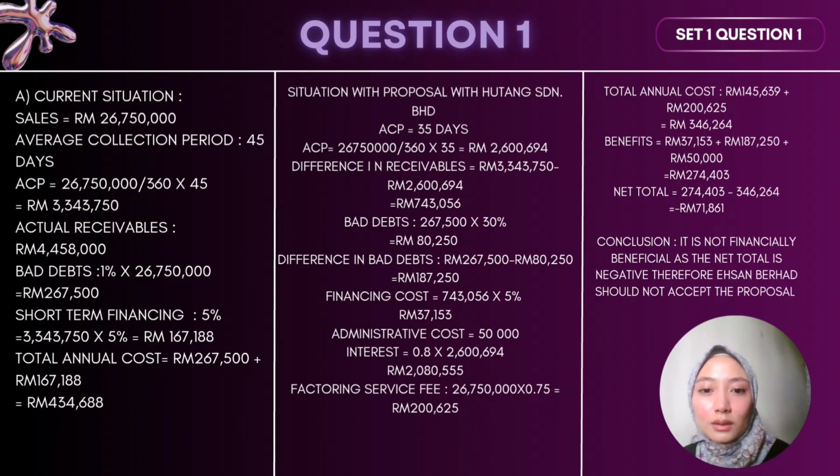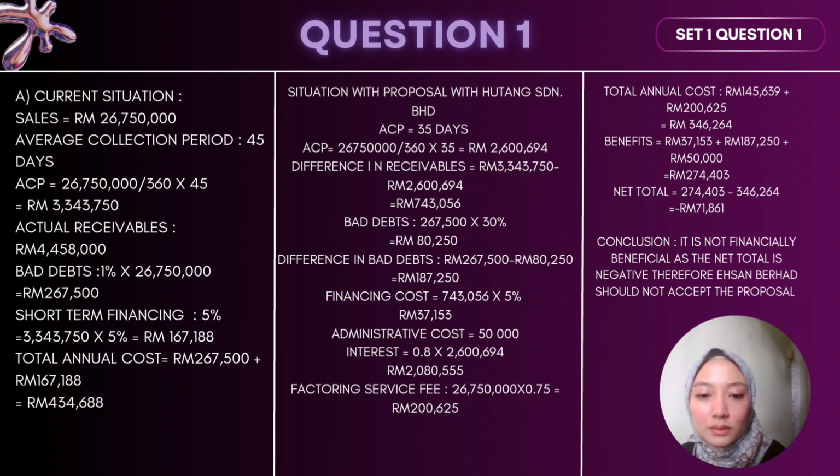743,056 ringgit. To find bad debts, we take 267,500 and multiply by 30%, and we get 80,250. The difference in bad debts is calculated with 267,500 minus 80,250, and that gives us 187,250 ringgit. For the financing cost, we take 743,056, multiply by 5%, and that gives us 37,153 ringgit. Next is under administrative cost.